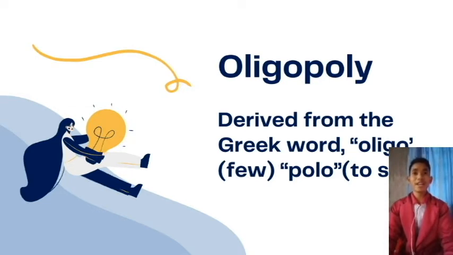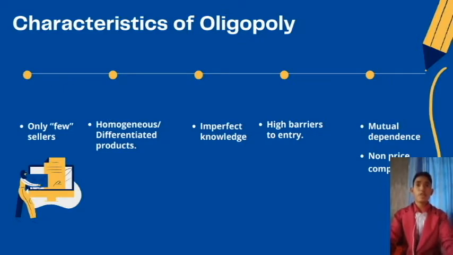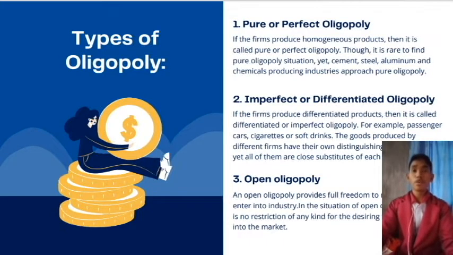Oligopoly is derived from the Greek word oligo, which means few, and polo, which means to sell. Six characteristics of oligopoly: first is only few sellers, second is homogeneous and differentiated products, third is imperfect knowledge, fourth is high barrier to entry, fifth is mutual dependence, and the last one is non-price competition. Types of oligopoly.